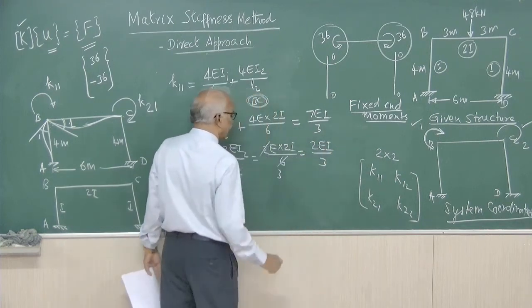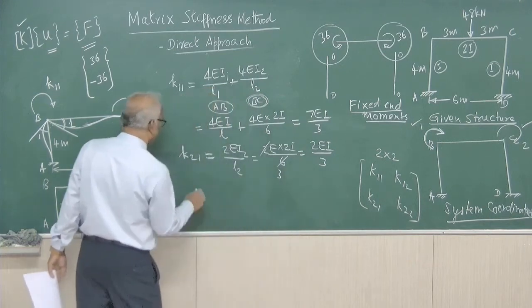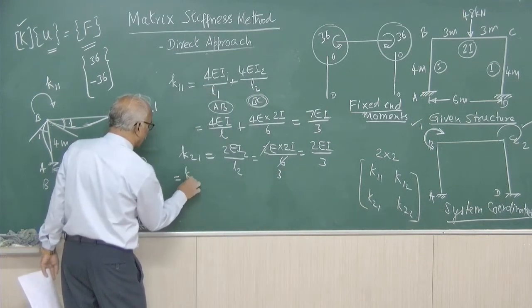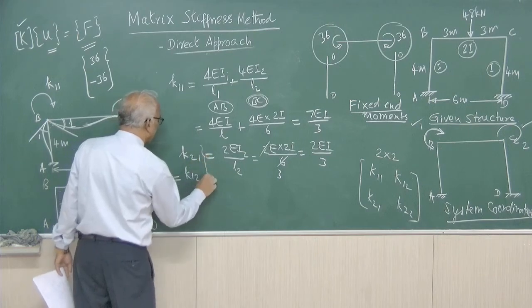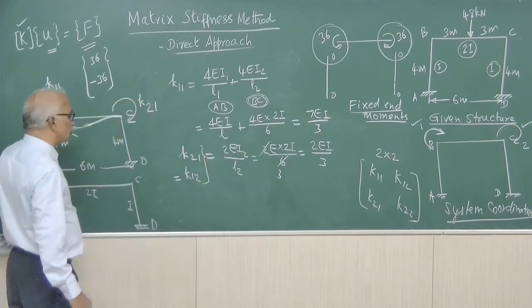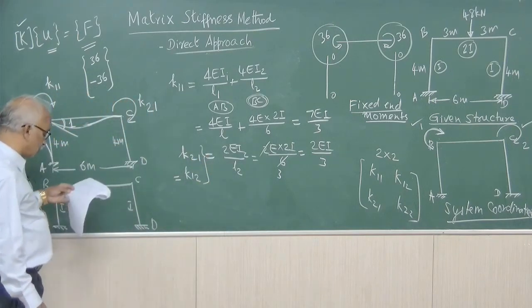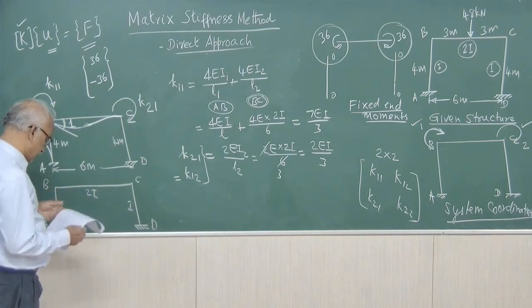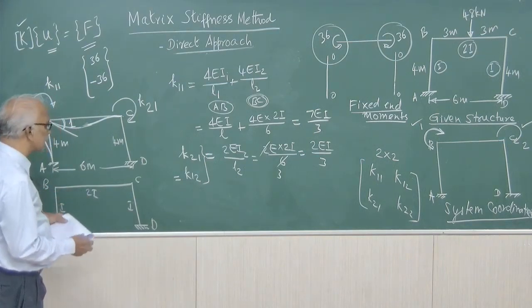2EI by 3. It is not only K21, it is also equal to K12. By symmetry, K12 equals K21. K21 equals 2EI by 3. Next is that of K22.